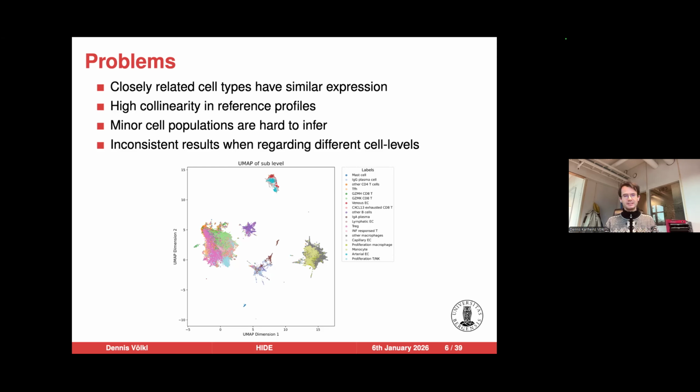And if we now run the same algorithm on the same sample, but at two different resolutions, we can see that we have different results. For example, the coarsest grained layer predicts that there are no T cells in the sample. However, if we go to a finer grained resolution, we could get in theory a result that shows that there are many CD4 positive T cells in the sample, which obviously doesn't make sense.